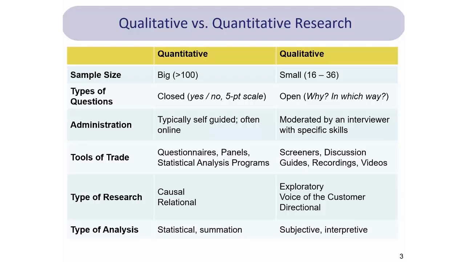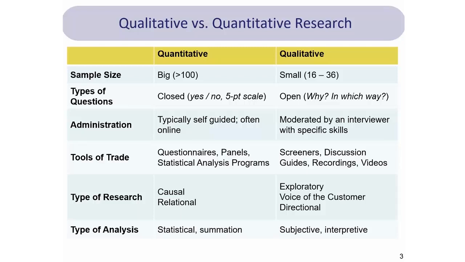Type of research. So we've got on the quant side, we have causal and relational. And then, as I mentioned, again, exploratory on the qualitative side, exploratory, voice of the customer. What are they saying? It's directional. So typically what I say with qualitative is I'm doing this research to help my clients make better decisions or narrow things down, especially early on in a product development cycle or in an ad development cycle. And we'll look at some examples of that later on as well.